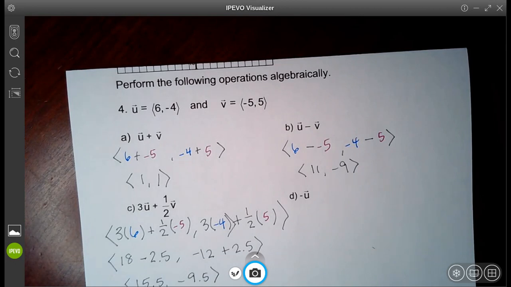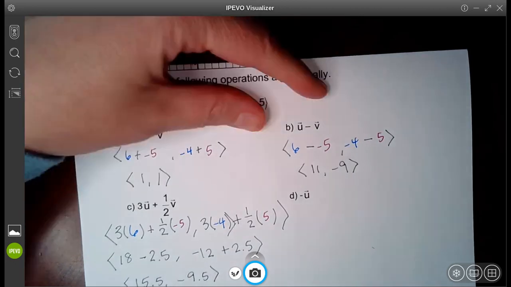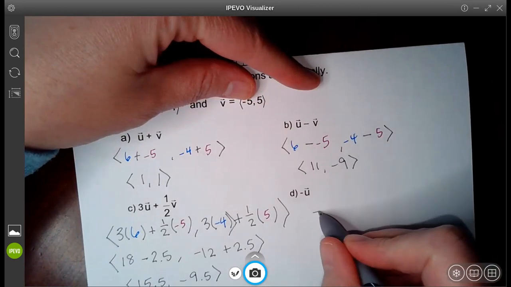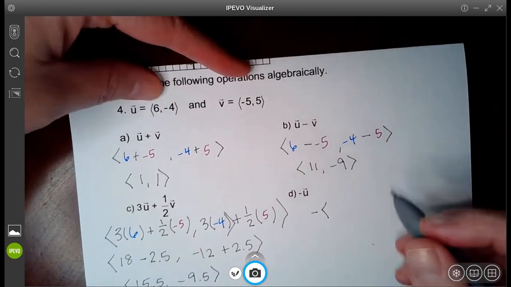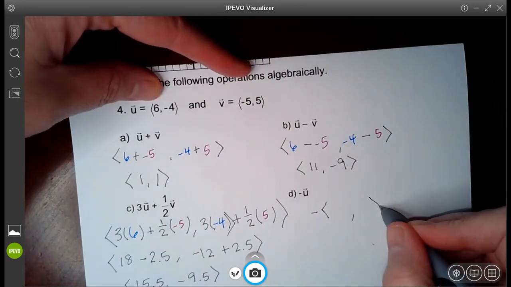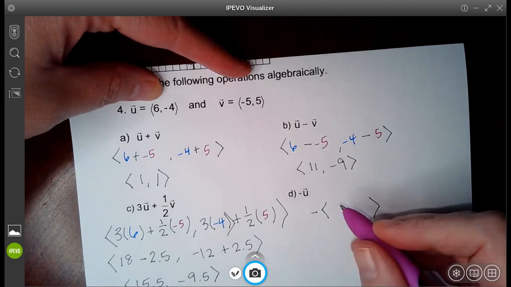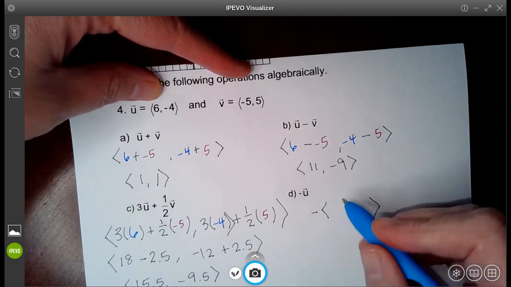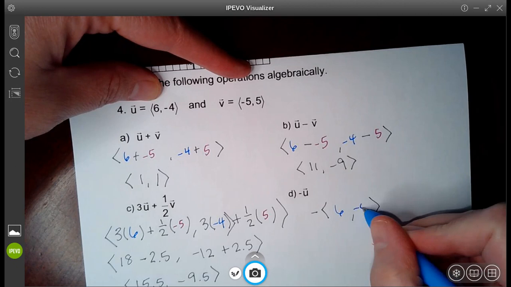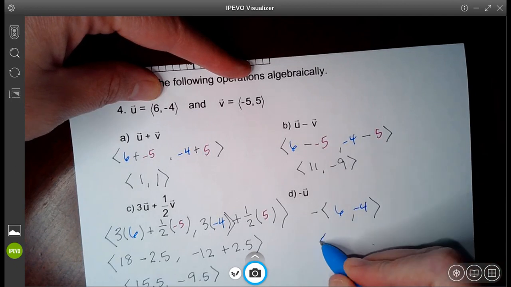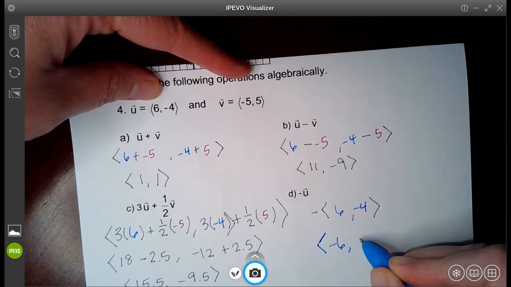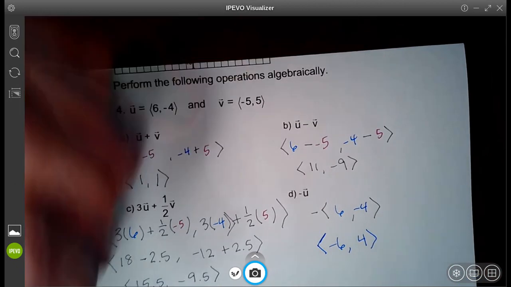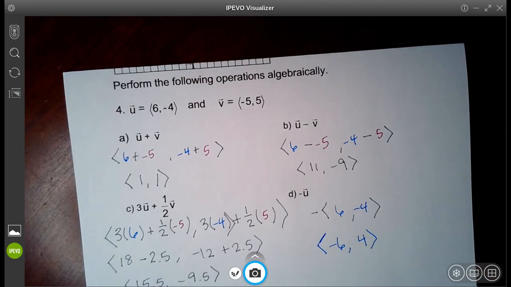All right, last one, -u. Well, this one should be pretty easy because if I'm doing -u, I'm just doing negative times whatever u is. So let's see, we had 6, -4. So basically I'm just distributing through there. So that would be a -6 and a +4. And there is doing it algebraically.